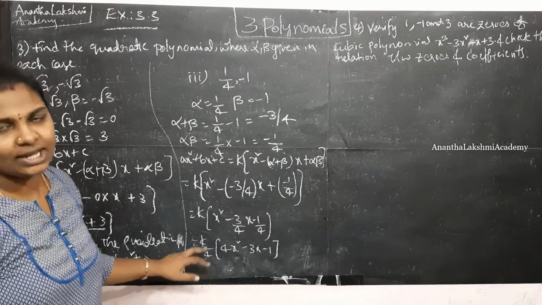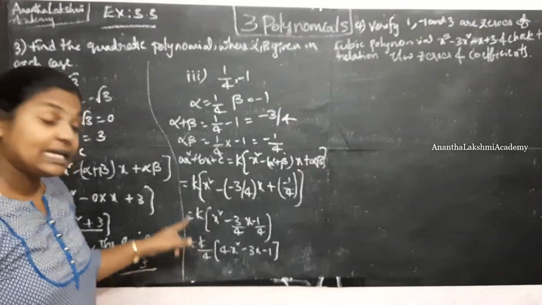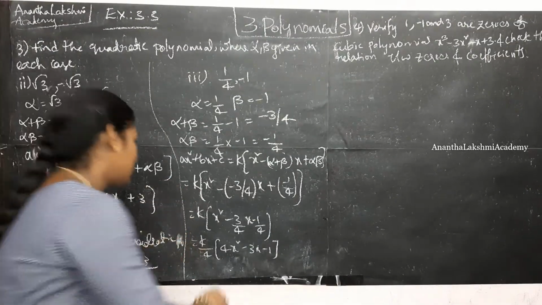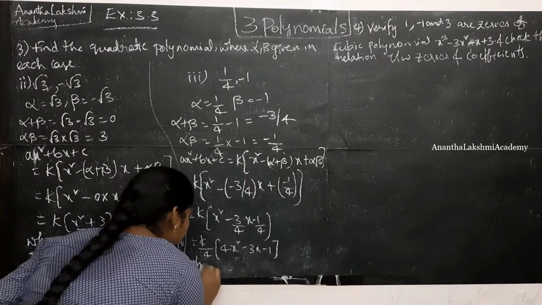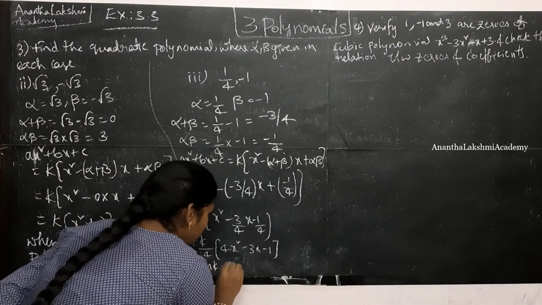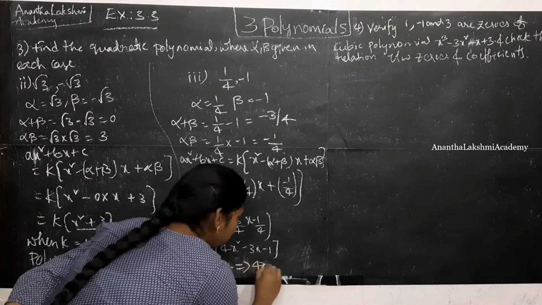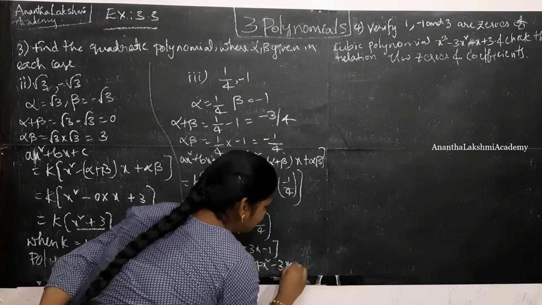And the solution cannot be in the form of k. So when k is equal to 4, when k is 4, solution is 4x square minus 3x minus 1.